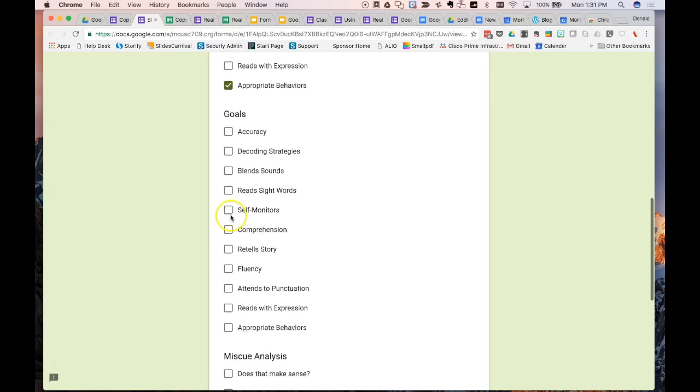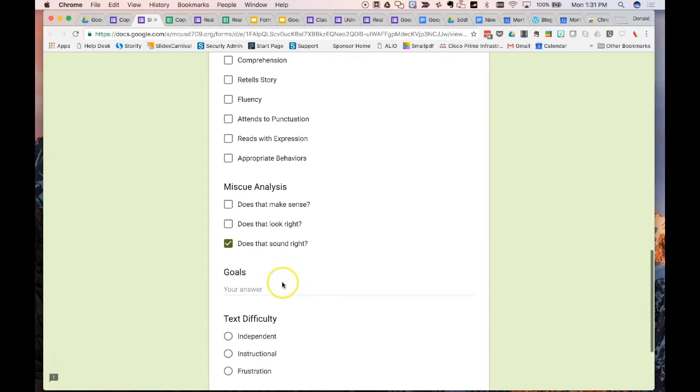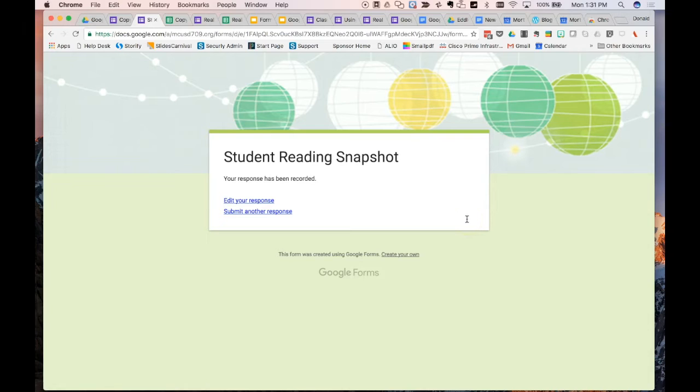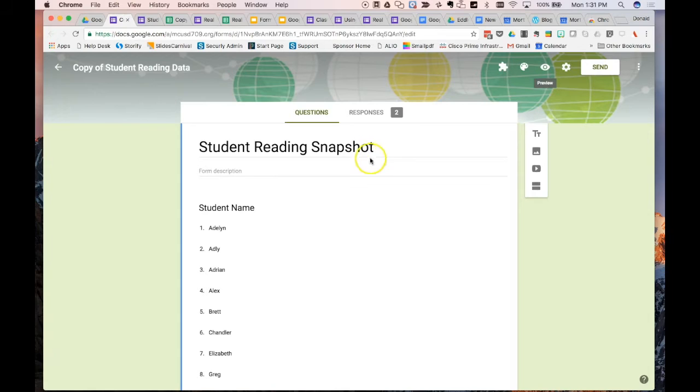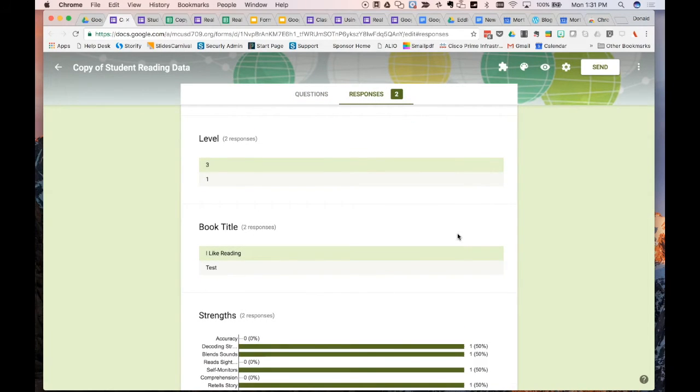The goals in the end need to be, this self-monitor, miscue analysis, does that sound right? In this case, I'm not going to put a goal, and let's just say the text difficulty was independent. And she submits that. Okay? What she can then do is go through, and I think a couple of things can happen.